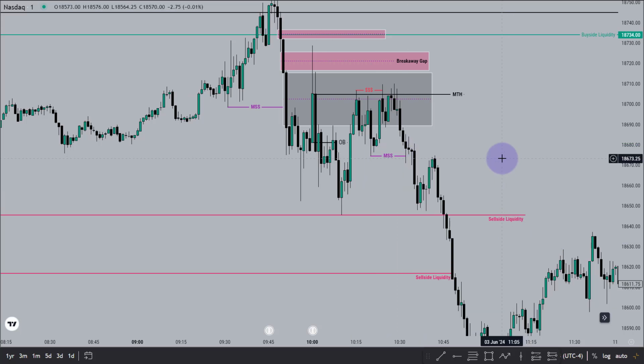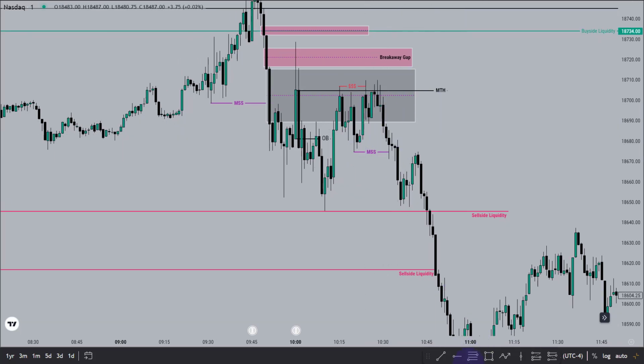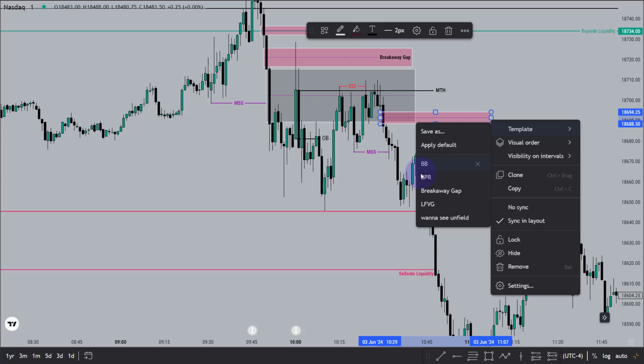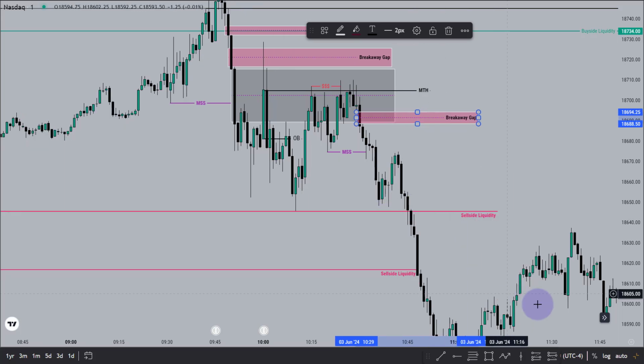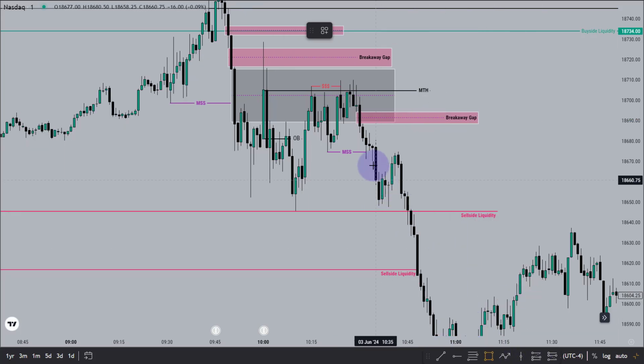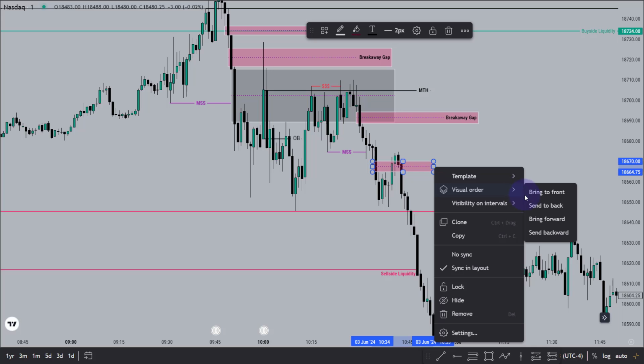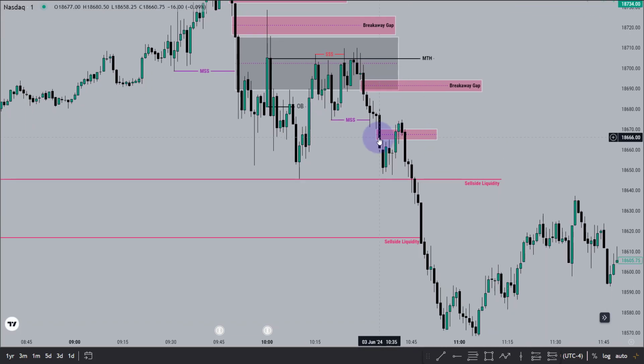Another market structure shift. And where is my fair value gap? Now, here is the part of our well-known setup again. This is the last fair value gap, or the breakaway gap. I'm going to mark it as a breakaway gap. And here is my entry fair value gap. Do you see any other fair value gap around that area? I don't see any other fair value gap around that area. So I have to take the entry over here.